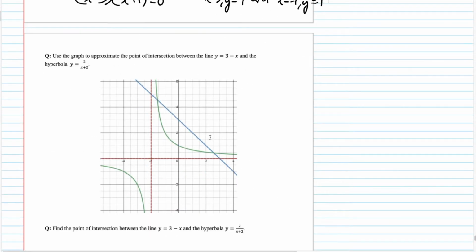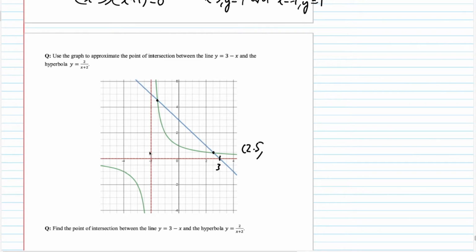All right. Now the next question says use the graph to approximate the point of intersection between the straight line y equals 3 minus x and y equals 2 over x plus 2. Because it's drawn for you, it's pretty good. As you can see, to approximate it, it's going to be this point and that point, right? So this is 3, so this is going to be between 2 and 3. That would be 2.5.